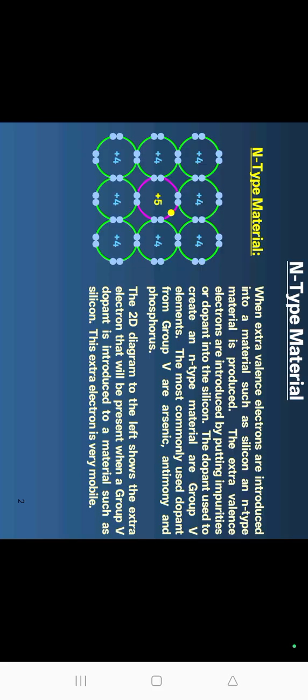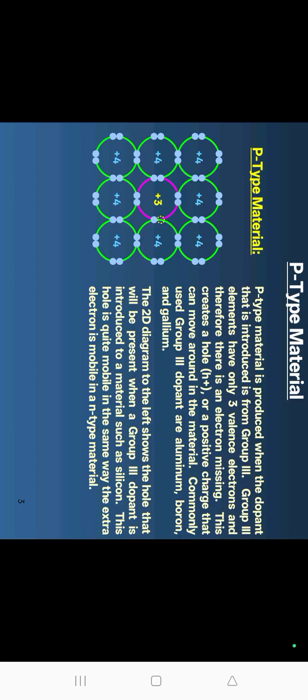The 2D diagram on the left shows the extra electrons that will be present when a group 5 dopant is introduced to a material such as silicon. This extra electron is very mobile. Next is P-type material.